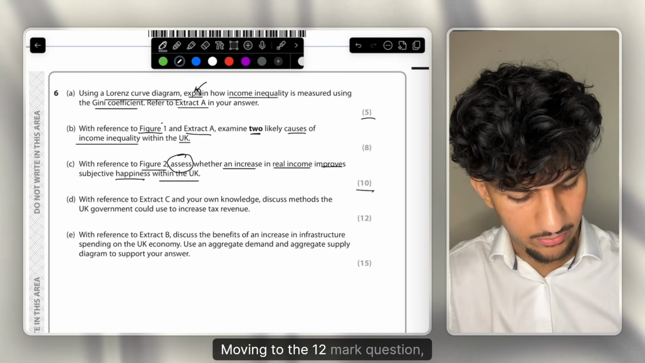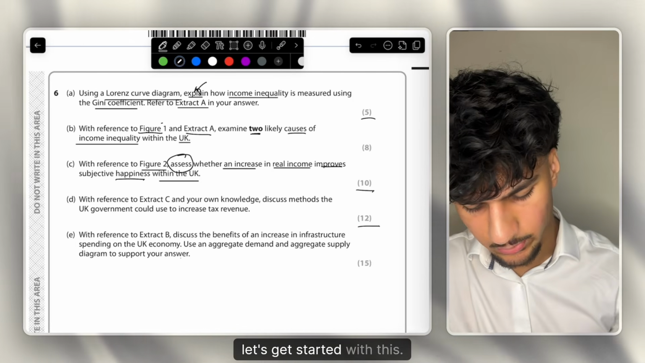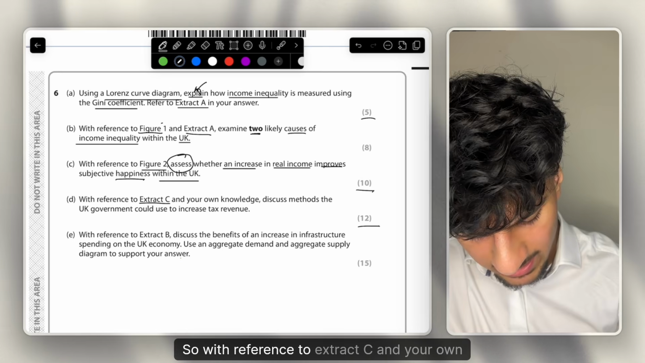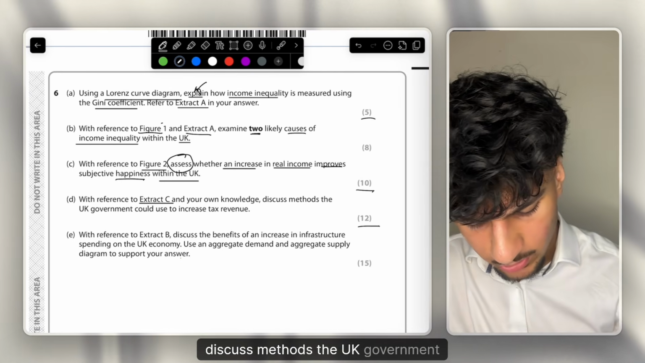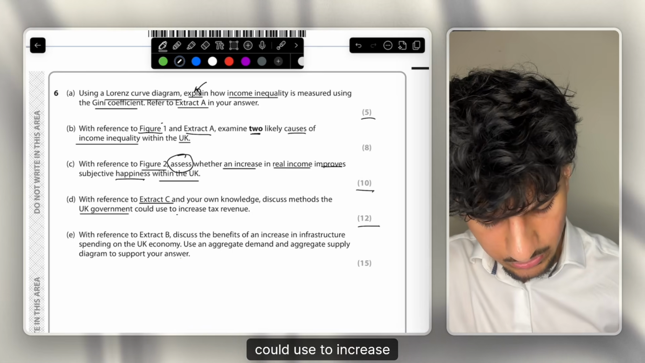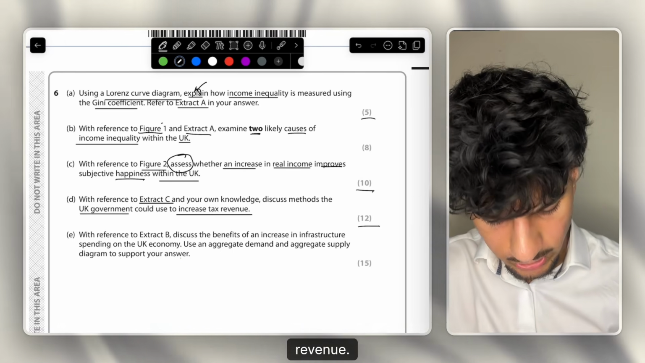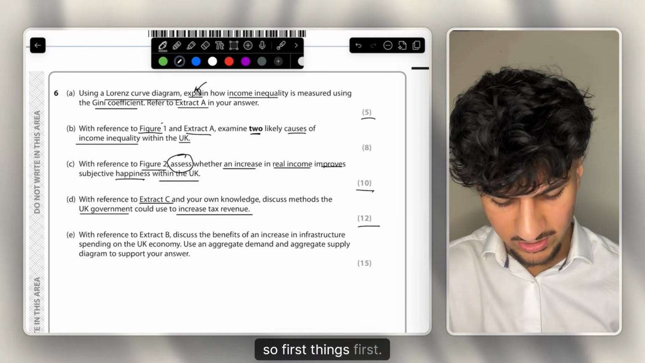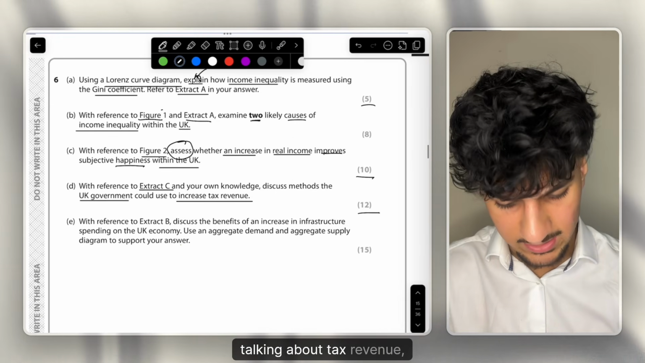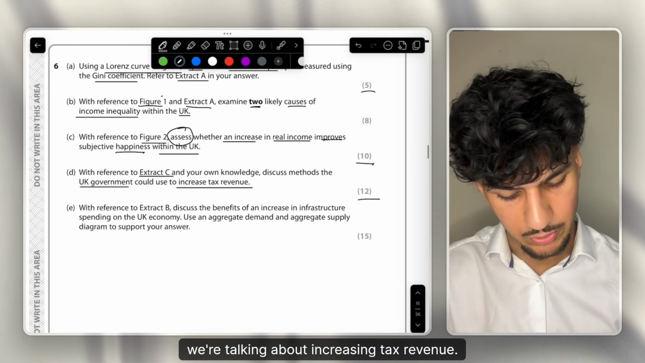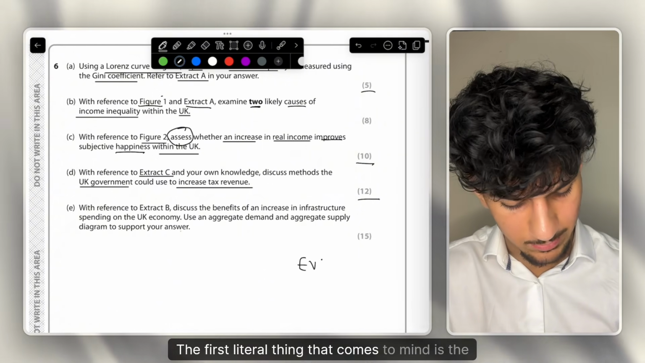Moving on to the 12-mark question, let's get started with this. So with reference to extract C and your own knowledge, discuss methods the UK government could use to increase tax revenue. Okay, so first things first, we're talking about increasing tax revenue. The first literal thing that comes to mind is the Laffer curve.